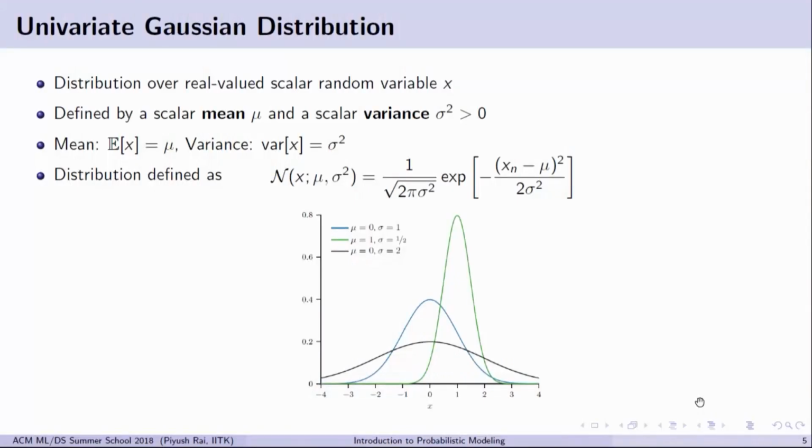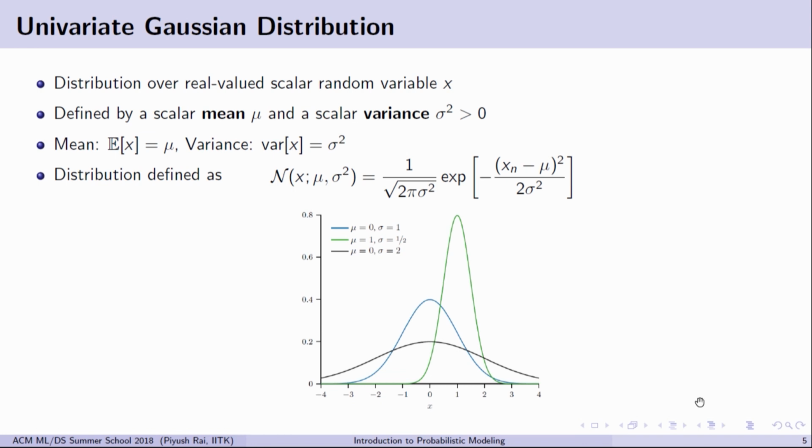Before I do that, just so we all are on the same page, let's look at what a Gaussian distribution looks like. For simplicity, I have given you an example of a univariate Gaussian distribution, which is basically a Gaussian in one dimension. A Gaussian distribution is defined over real-valued scalar random variables x. It is defined using a mean, mu, and a scalar-valued variance sigma squared, which is positive. The form of the Gaussian distribution is N of x with mean mu and variance sigma squared, which is 1 by square root 2 pi sigma squared, exp of minus (xn minus mu) squared by 2 sigma squared. So this is the expression of the probability density function of a Gaussian distribution.